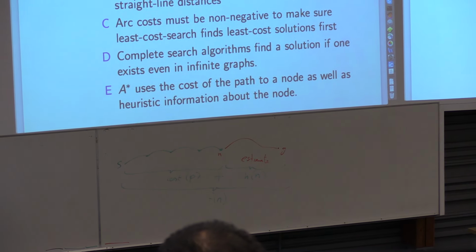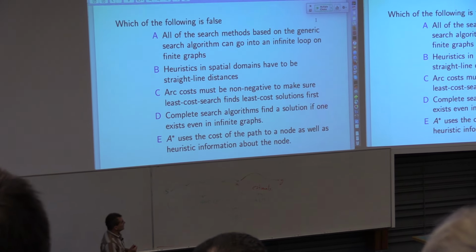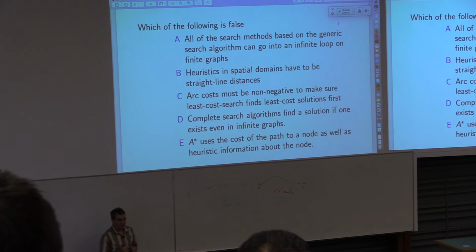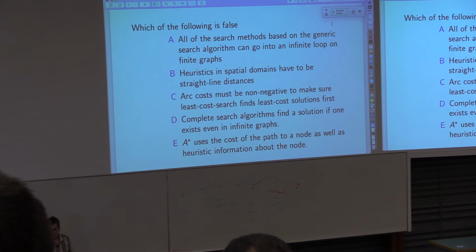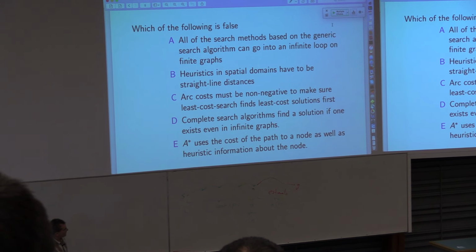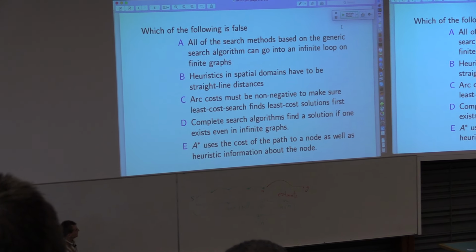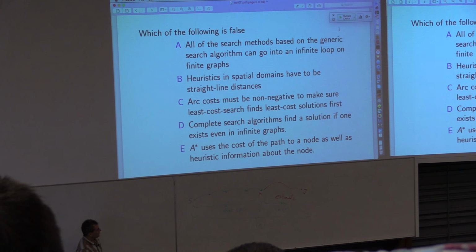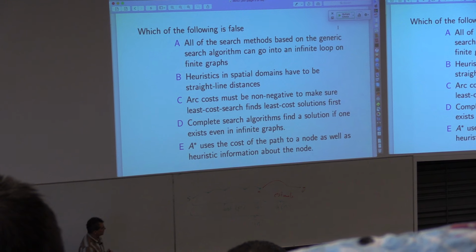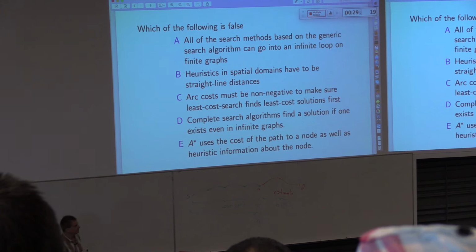One more to redeem yourselves. Which of the following is false? You might need more time here. A, all of the search methods based on the generic search algorithm can go on an infinite loop on finite graphs. B, heuristics in spatial domain have to be straight line distances. C, arc costs must be non-negative to make sure the least cost first search finds the least cost solution first. D, the complete search algorithms find the solution if one exists even in infinite graphs. And E, A star uses the cost of the path to a node as well as the heuristic information about the node. Which of those is false?